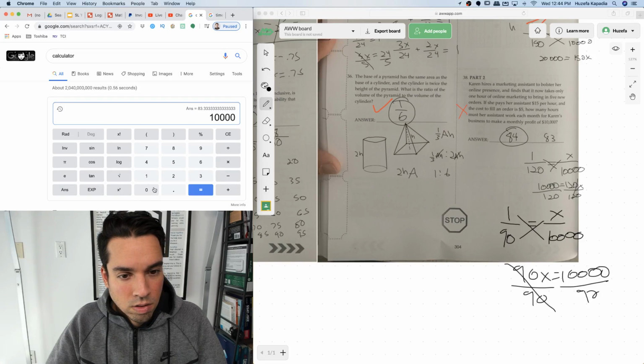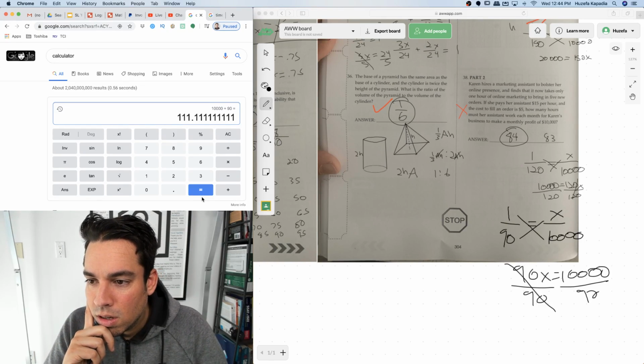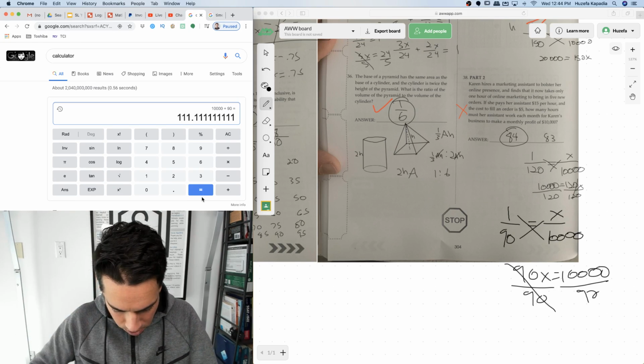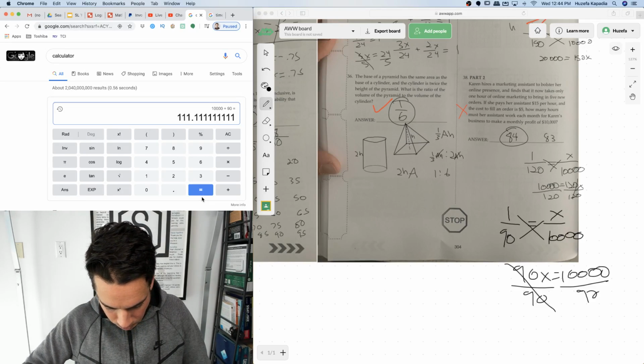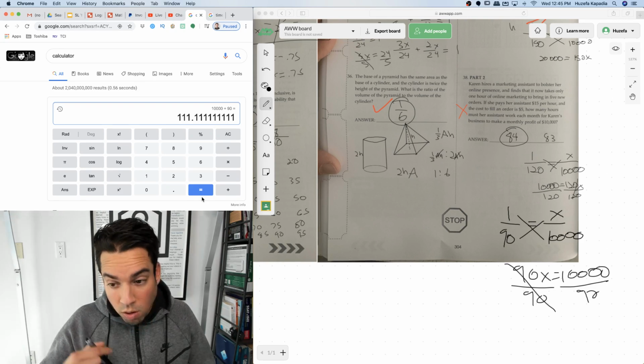10,000 divided by 90. Oh, but I still didn't get what they got. They got 90.9. Hold on. Let's see if I missed anything else. $15 per hour, and the cost of filling an order is $5. 25. $90x equals 10,000. All right, let's see what they did. Cost 15 in wages and 25 to fill the orders. Yep, so 40 bucks.